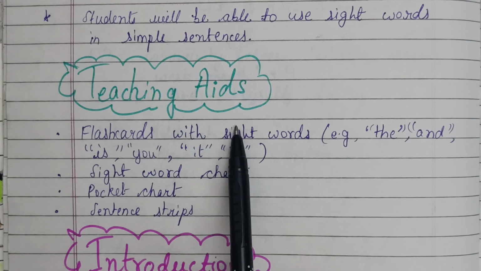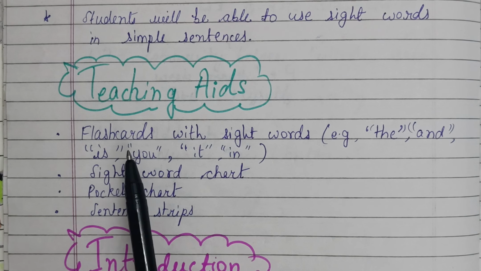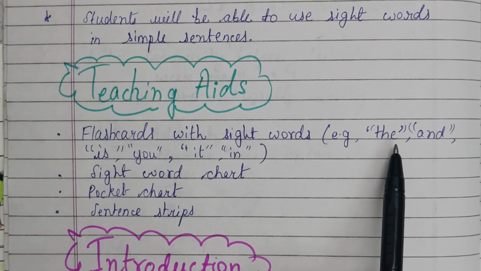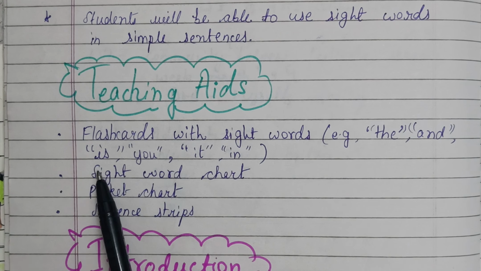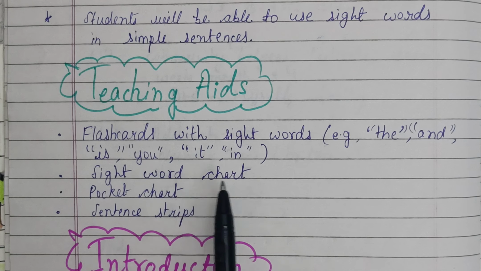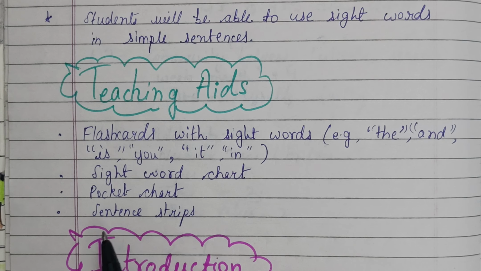Next, teaching aids. So first is flashcards with sight words. Example, the, and, is, you, it, in. Sight word chart, pocket chart, and some sentence strips.